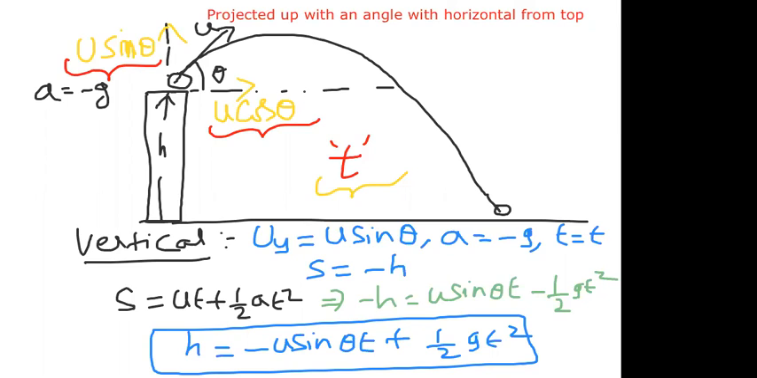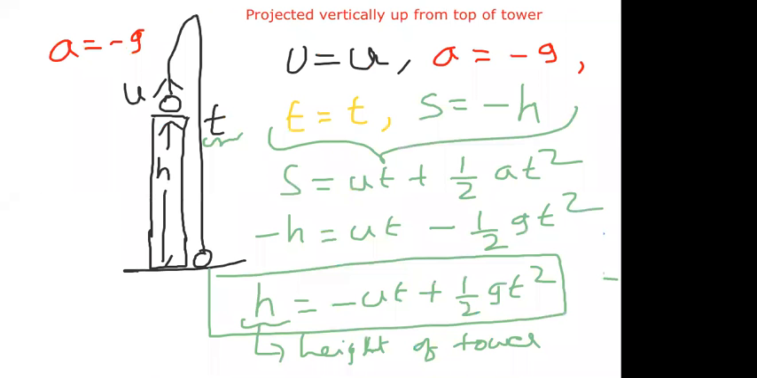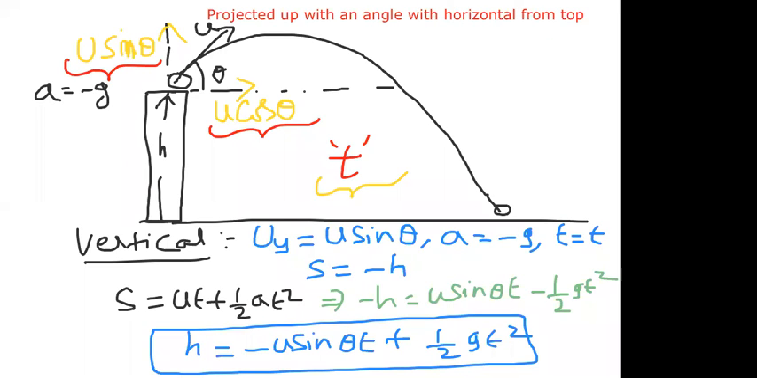So this is the situation of projected up. Let us compare with the previous situation. Previously, h equal to minus ut plus half gt square, where u is the vertical velocity. In this situation, h equal to minus u sin theta t. Why? What is u sin theta? It's the vertical velocity. So I got the formula in this way. I hope you are clear with this one now.